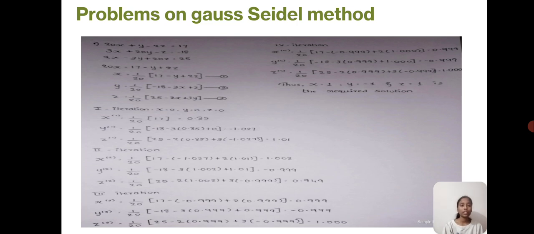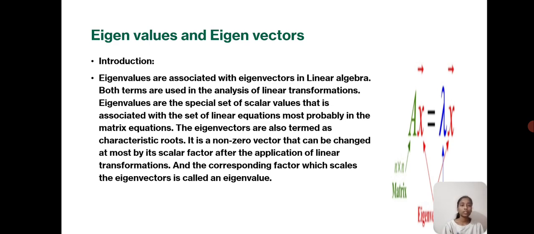Here, the third iteration and fourth iteration are similar. Thus, x = 1, y = −1 and z = 1 is the required solution. Let us move on to eigenvalues and eigenvectors. Introduction.